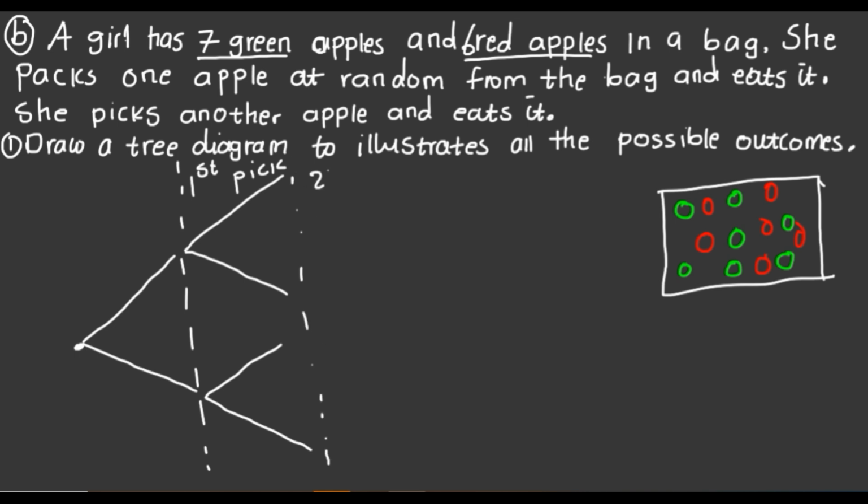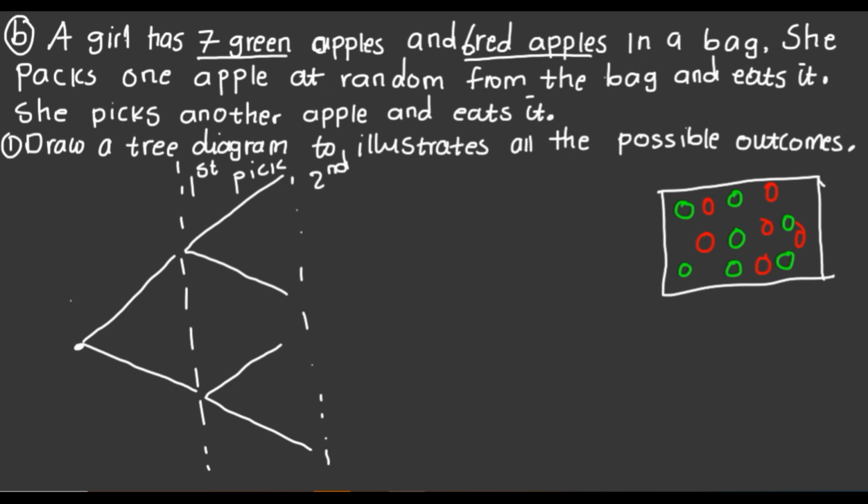Now the question we need to ask ourselves is whether we are going to treat this question as with replacement or without replacement. This question is the same as picking without replacement. Why? Because the apple was eaten, and you can't replace something that you have eaten. That's the concept we are going to use. Now for the first part, please make sure you subtract.